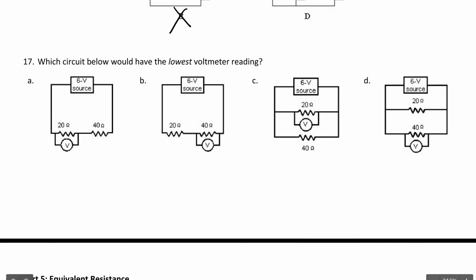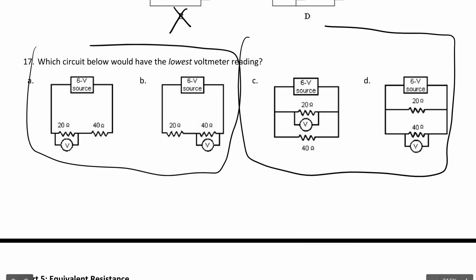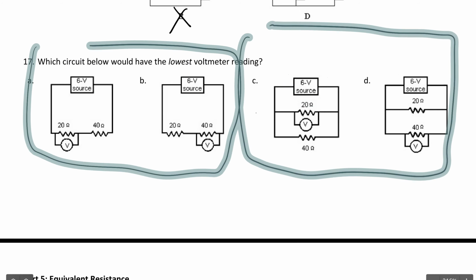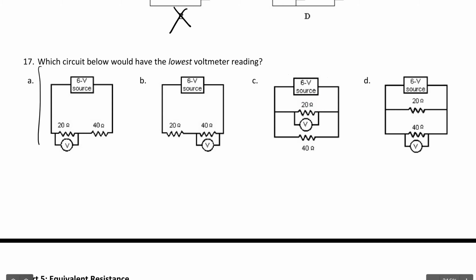Okay, cool. Number 17. Which circuit below would have the lowest voltmeter reading? So let's look at the differences in these circuits. These two are series. These two are parallel. They all have 6 volts supplied. If we're looking for the lowest voltmeter reading, we know that in series circuits, the resistors have to split up this total voltage. So each resistor is going to have less than 6 volts. Maybe it's 3 volts plus 3 volts is equal to 6 volts. That's how it works.